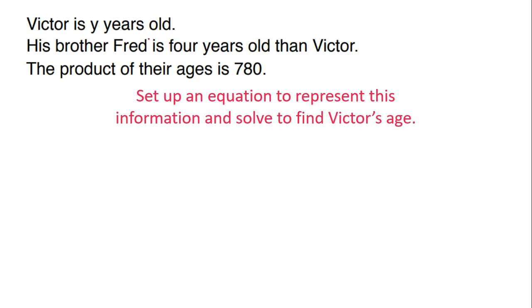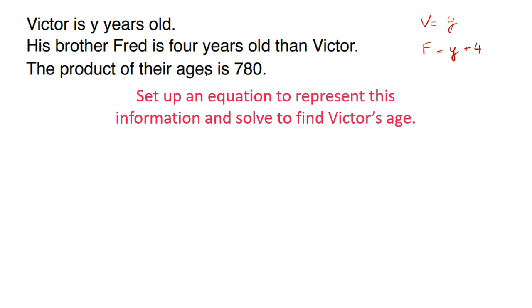So, Victor is Y years old, so let me just represent Victor as V. And then his brother Fred, so F, let's say Fred, is 4 years older than Victor. So which means, let's say if Victor was 6 years old, then Fred would be 6 plus 4, right? Because he's 4 years older. If Victor is 6, Fred would be 10, which means that 4 is being added to Victor's age. So if Victor's age is Y, then Fred's age would be Y plus 4, right?